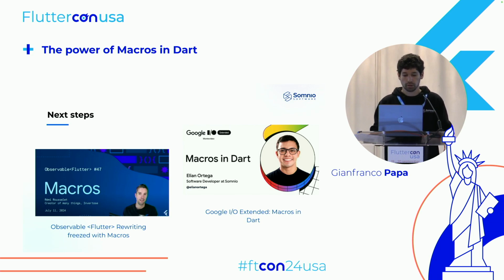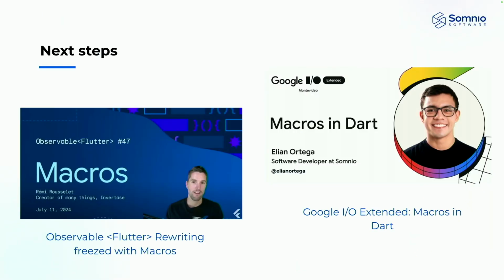And also there was a really cool Observer Flutter live, rewriting Freezed with macros. This was done by Craig and Remy, and in this live they went through the process of rewriting the Freezed package with macros, the challenges, how it's going to change. Also, it was really cool because they mentioned how to test macros. That is not something so intuitive.